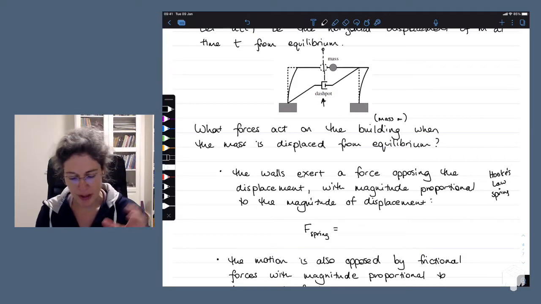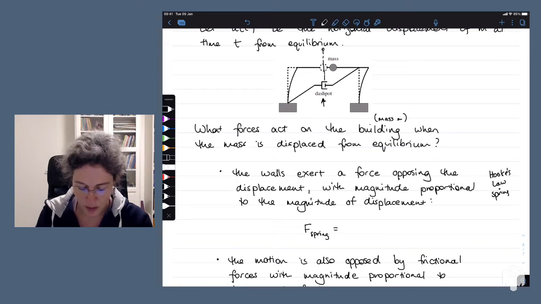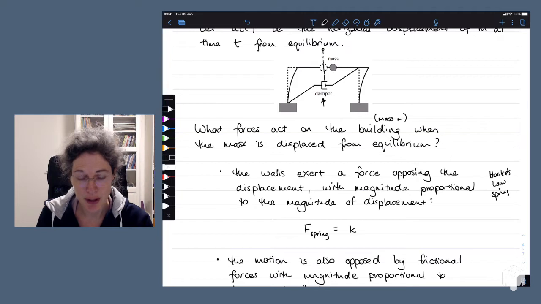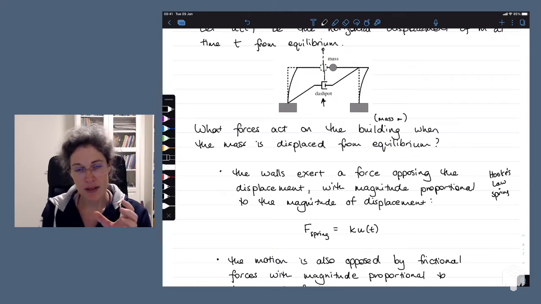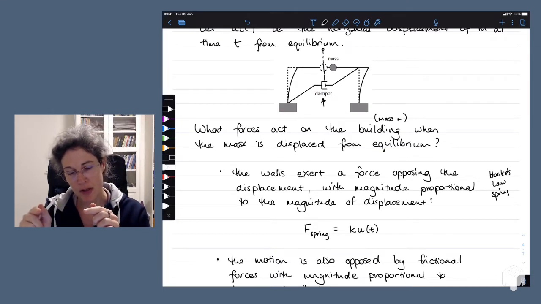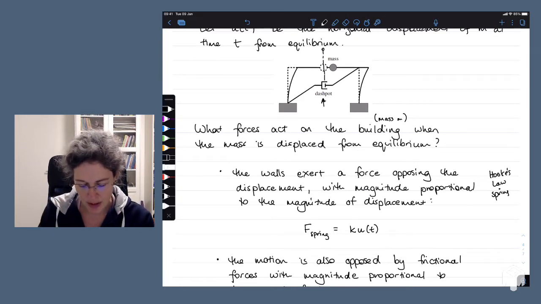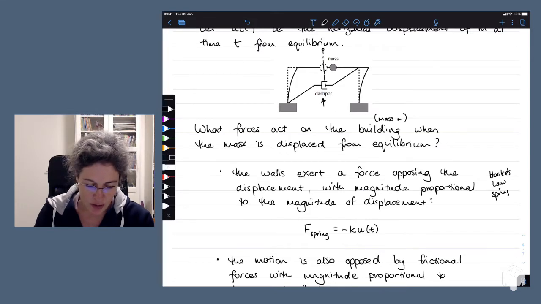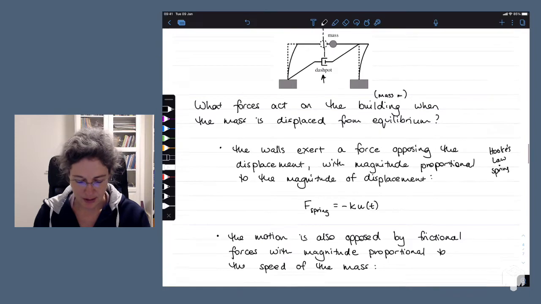If we've got a magnitude proportional to the magnitude of displacement, we need a constant of proportionality, so let's call it k, good old spring constant k. We're proportional to the displacement, so we're proportional to u of t. And the key thing is, if our displacement is in a positive direction, the force is going to be exerted in the opposite direction. So we need to have a minus sign over here. Okay, so that deals with the first kind of force that would happen in a situation like this.